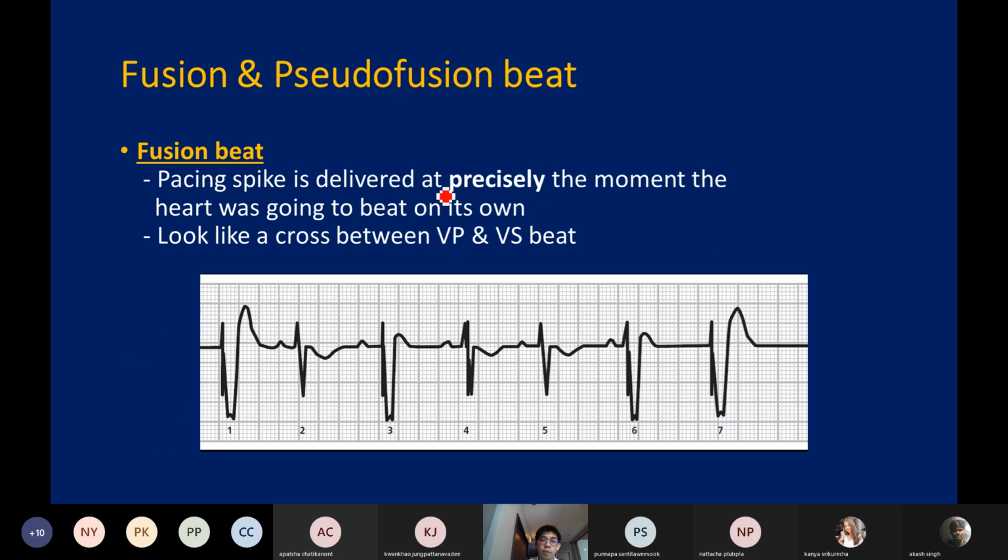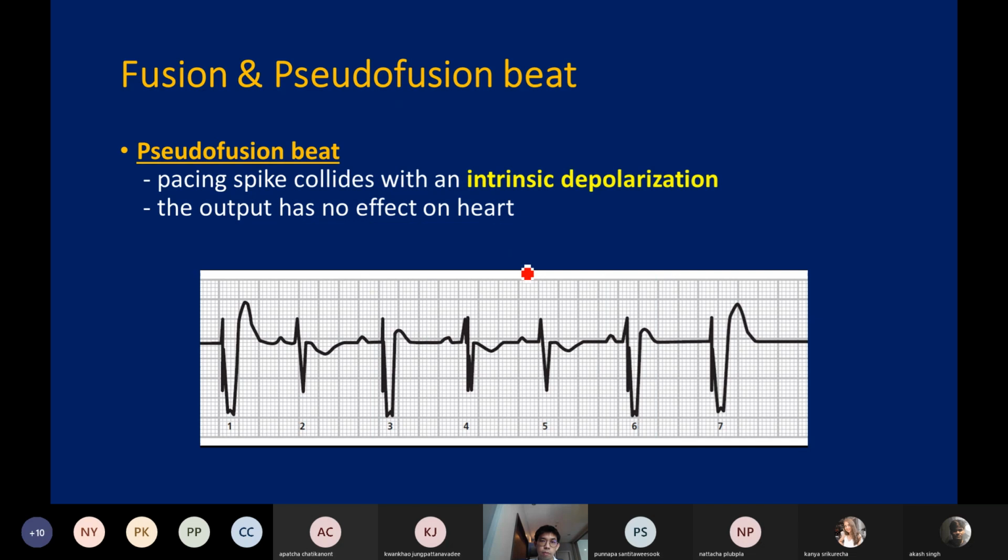This is a description of the fusion beat. The pacing spike is delivered at precisely the moment the heart was going to beat on its own. It is the combination of capture beat plus intrinsic beat. So it represents a new morphology, which is some kind of combination of the two together. It looks like a cross between a repacing and resensing beat. Here, number 3 and number 6.